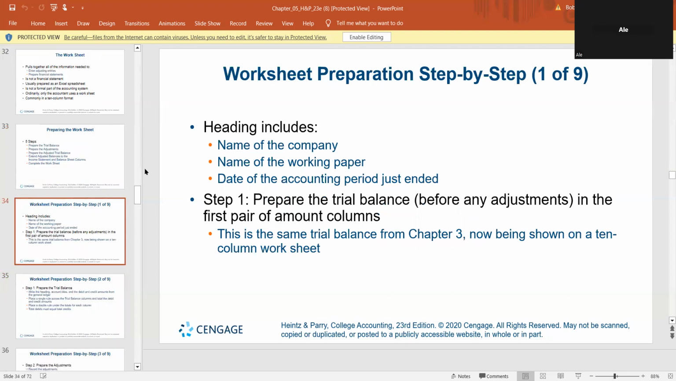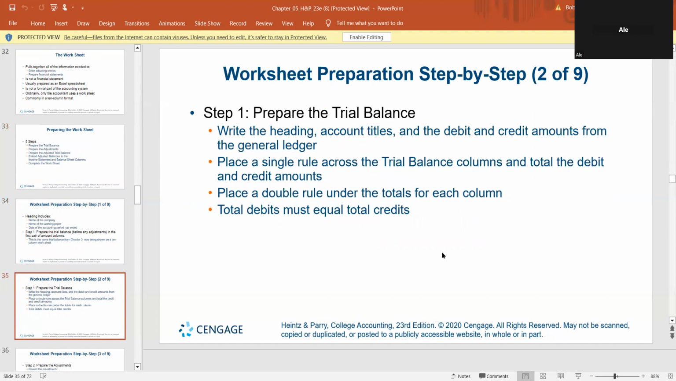The worksheet, again, this is just a piece of scrap paper. It's an Excel file. You can put the heading on it as you like. Step 1, prepare the trial balance. This is the same trial balance from chapter 3, now being shown on a worksheet. Prepare the trial balance. We know how to do a trial balance, I hope.